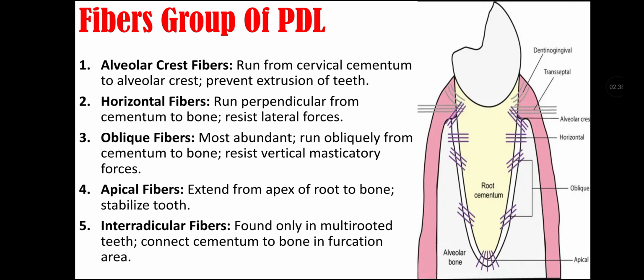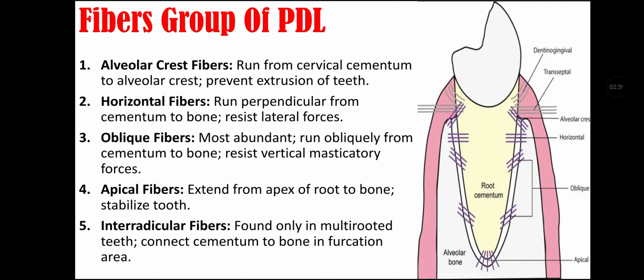First group of periodontal ligament is, as you can see in the diagram, alveolar crest fibers. These fibers run from cervical cementum to alveolar crest that prevent extrusion of teeth. Second are horizontal fibers that run perpendicular from cementum to bone and they resist lateral forces.